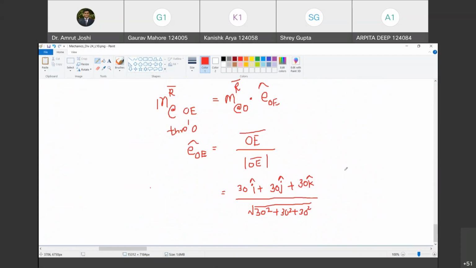Sorry, not determinant. Okay, let us solve it. Can you tell me what is the first term? 30 divided by square root of 30 square into 3. Calculate. It is 0.577. Yes, so it is 0.577 into bracket I cap plus j cap plus k cap. Do you agree with me?